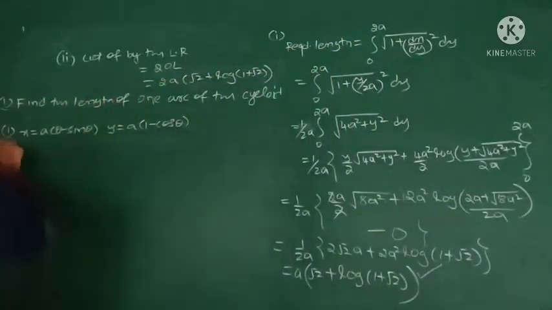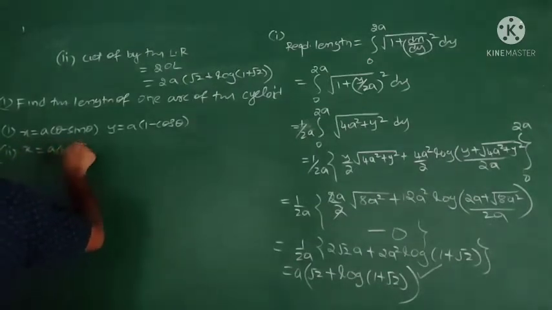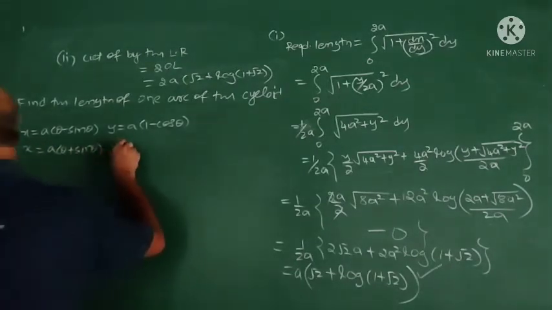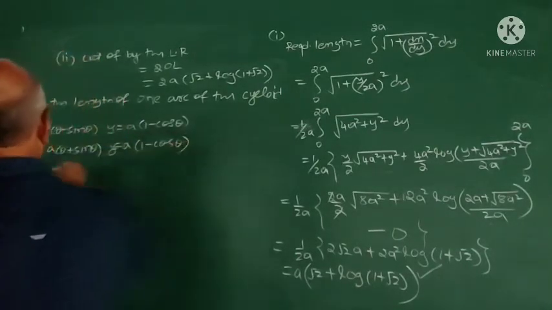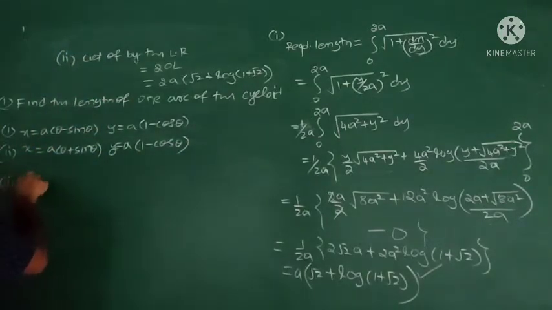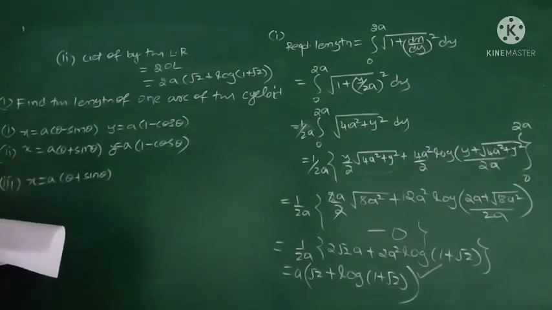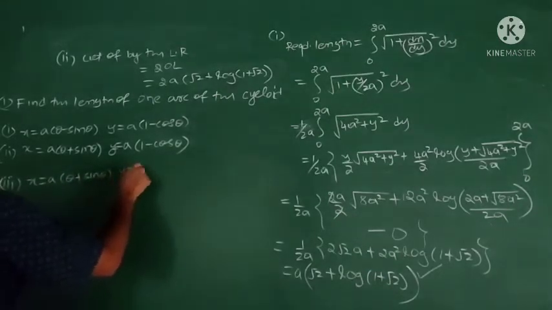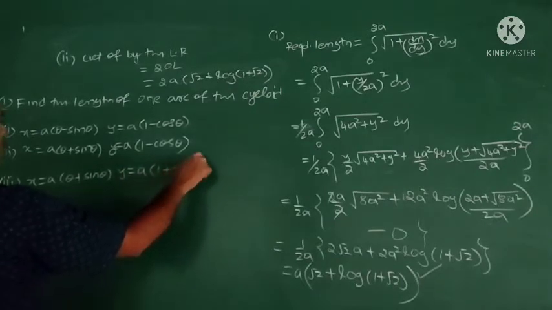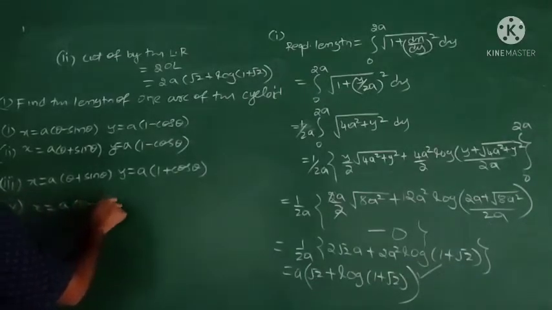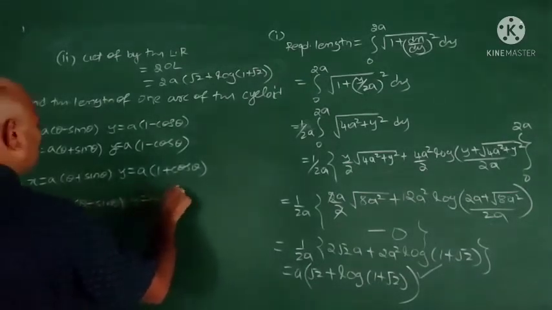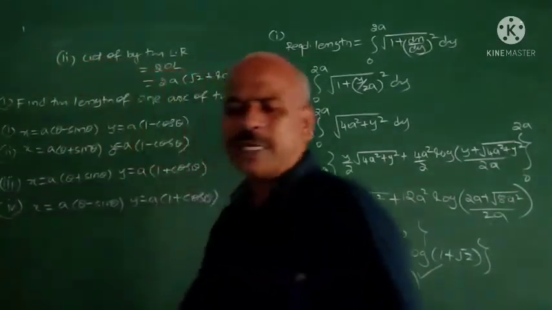First one. Second, x is a into theta plus sin theta, y is a into 1 minus cos theta. Third one, x is a into theta plus sin theta, y is a into 1 plus cos theta, both plus. Fourth one, x is a into theta minus sin theta, y is a into 1 plus cos theta. See the 4 cycloids.